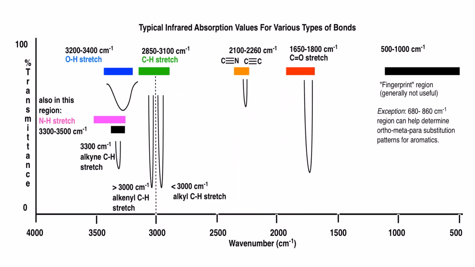Now this slide is just to help you show the kind of stretches that you have at certain wave numbers. So we have carbon-carbon triple bond, carbon-nitrogen triple bond here. You have carbon-oxygen stretches around 1650 to 1800. We have the OH stretching at 3200 to 3400 per centimeter. So this is just to help you in your analysis.